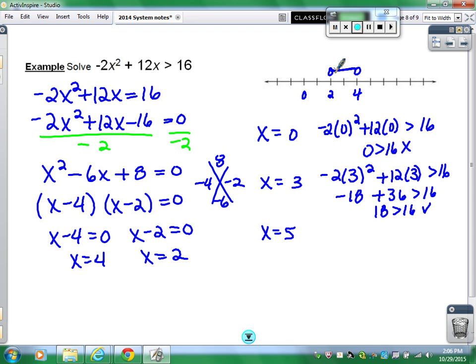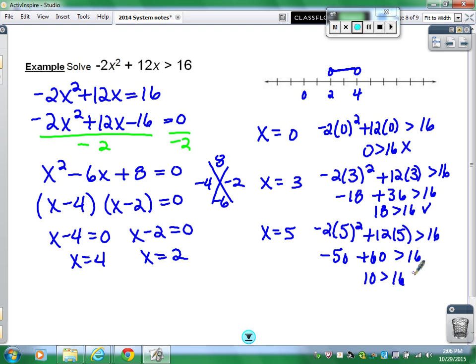All right, one more part of this. Let's check 5. Plugging in 5 for x. All right, what's that? 25 times negative 2 is negative 50 plus 60 greater than 16. Well, that's 10 greater than 16. That's false, so I'm not graphing there. So there's my answer between 2 and 4.